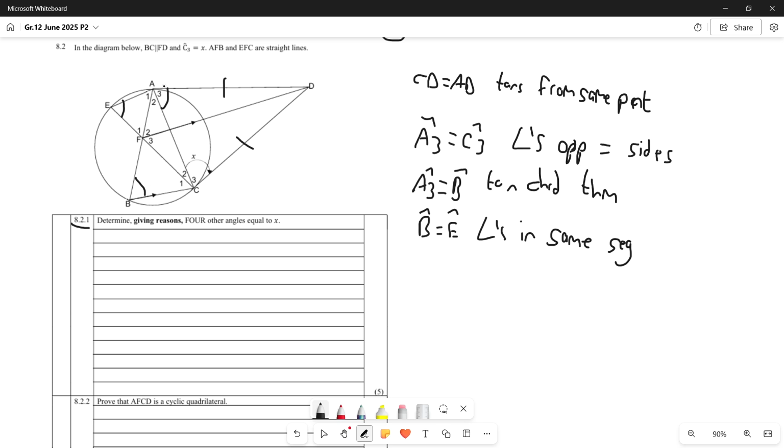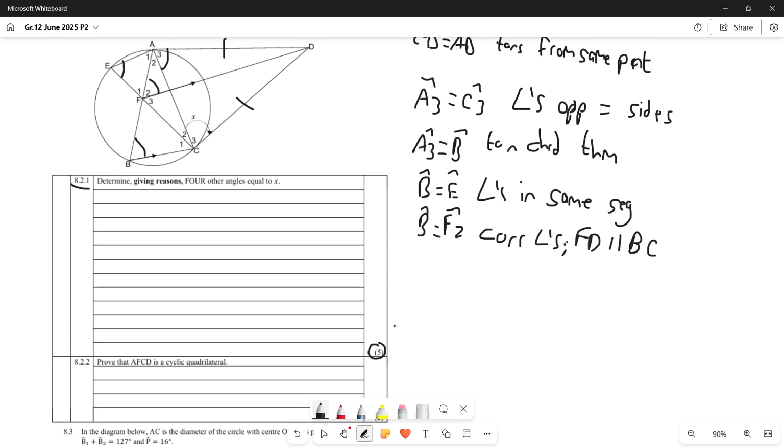The only other thing missing and that we haven't used is the fact that these lines are parallel, which means that B over here equals angle F2 over here because we have an F over here. These parallel lines, therefore B equals F over there. So we have angle B equals angle F2 because we have corresponding angles. And then we just have to write the parallel lines: FD is parallel to BC. So those are the 4 other angles that are equal to x. We have A3, we have B, we have E, and then we have F2.